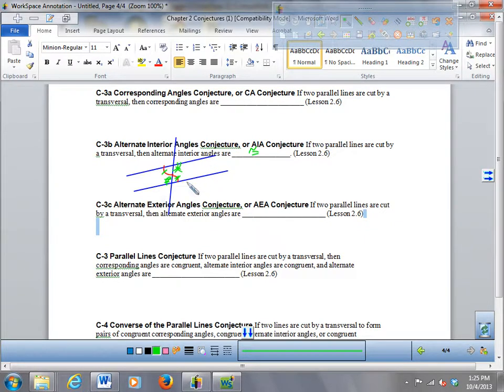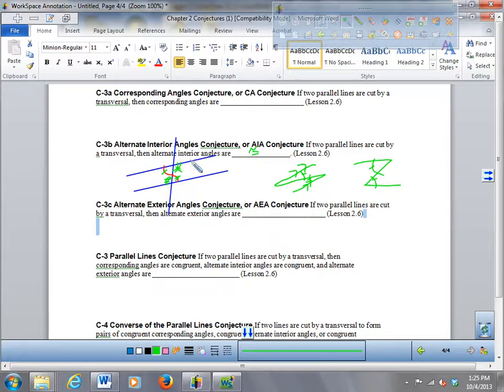The reason they're called alternate interior angles is because they are the interior of the parallel lines and they alternate from side to side. Whenever you see alternate interiors, they're the angles formed when you have a Z, like this. So this angle here would be congruent to that angle there. Or a backward Z, like that.